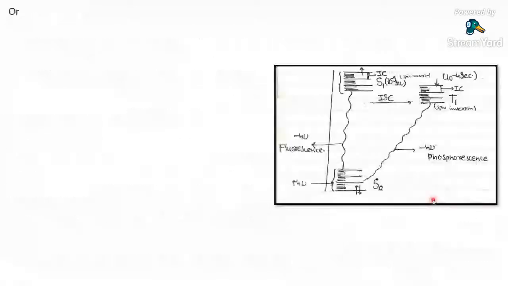So this is the Jablonski diagram, where the molecule will be transferred from the singlet state. The singlet state is associated with vibrational states, and vibrational states are associated with rotational energy levels. Just assume this is the singlet state in the ground state, S1 is the first excited singlet state, and this is the triplet state.